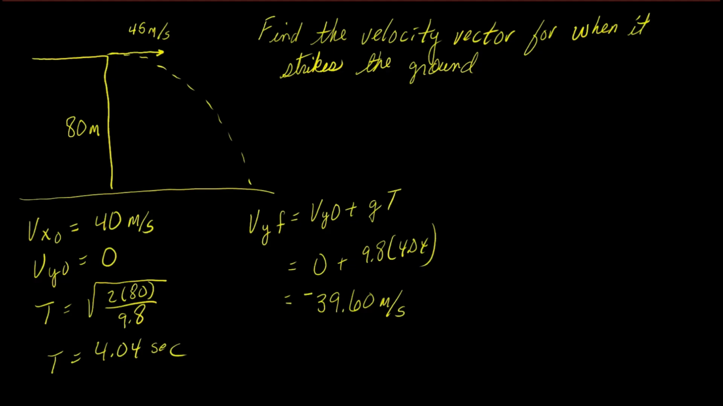All right, we know the horizontal velocity and we know the vertical velocity. So I know that my vertical velocity is going to be negative 39.60 meters per second. I know that my horizontal is going to be 40 meters per second. And here comes my incoming vector.